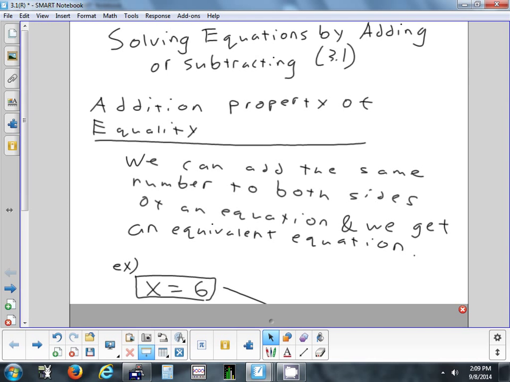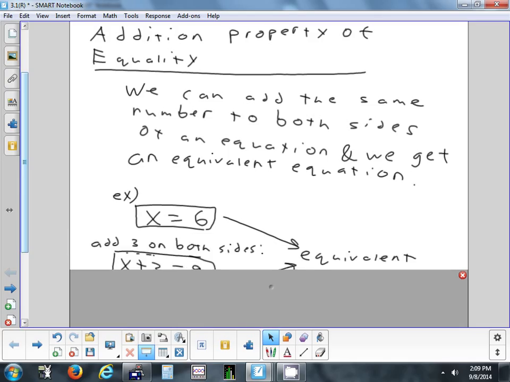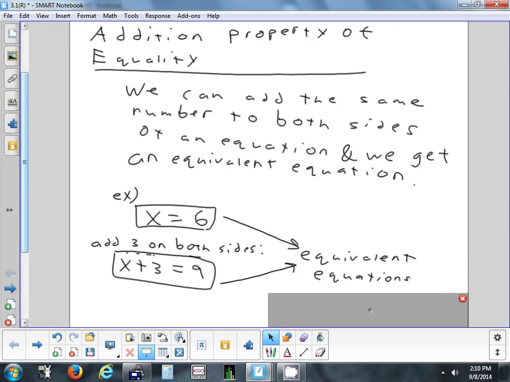Here's an example. x equals 6. I'm telling you that x equals 6. This would be like the last step when you finish solving an equation. What I'm going to do is add 3 to both sides of this equation. Now it says x plus 3, and 6 plus 3 gives me 9. What's the answer to this equation on the bottom? What plus 3 is 9? 6. It's the same equation I had up above it. These two equations are exactly the same thing. They're called equivalent equations. All we did was add the same number to both sides.